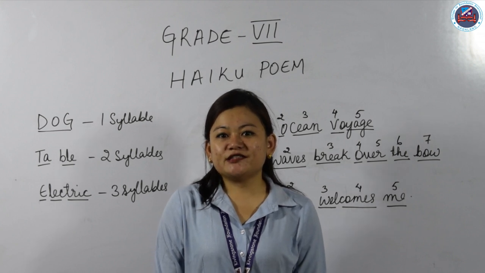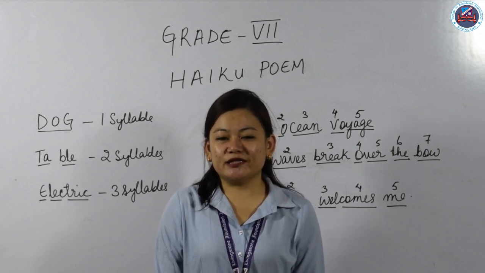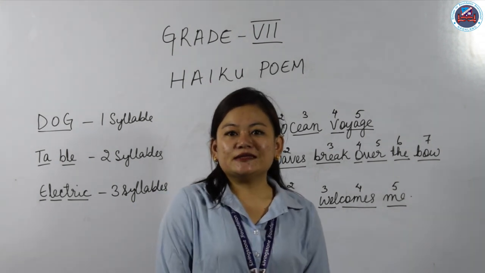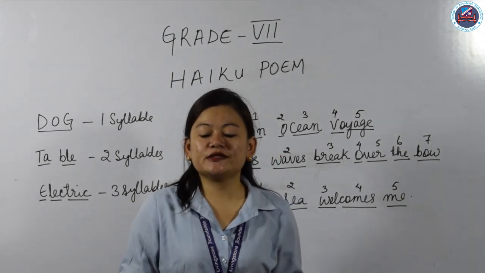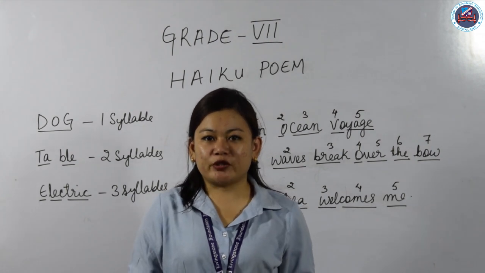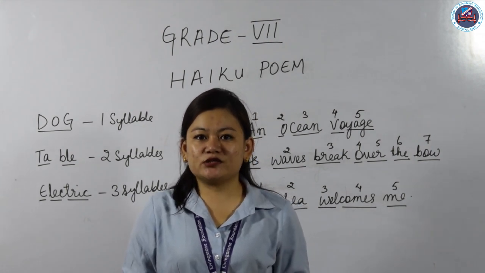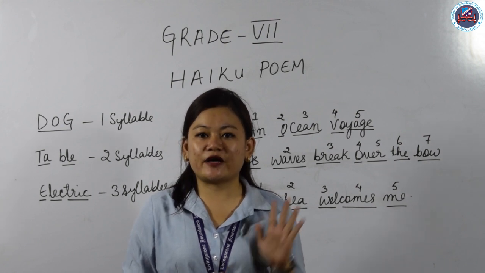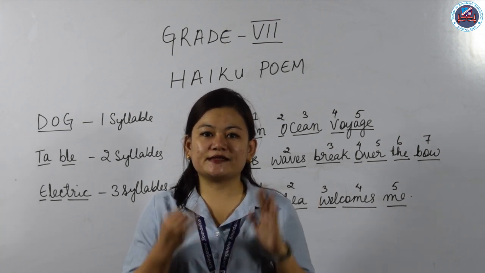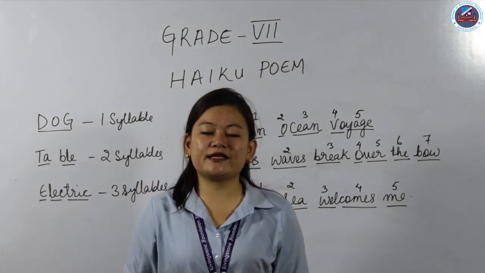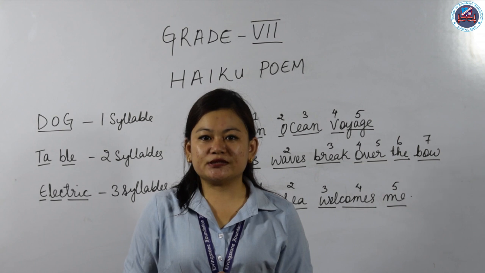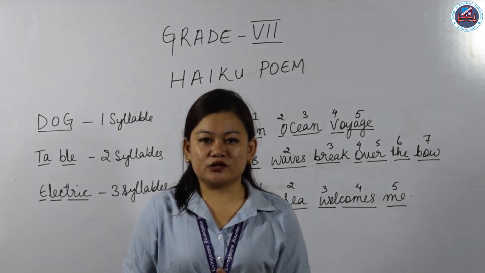So getting right into our topic, today we will be learning about a short type of poetry known as haiku. What is a haiku? A haiku is a descriptive poem in the Japanese tradition, and it consists of only 3 lines and 17 syllables. The first line has 5 syllables, the second line has 7 syllables, and then the last line has again 5 syllables. Haiku is traditionally written about nature and our surroundings.